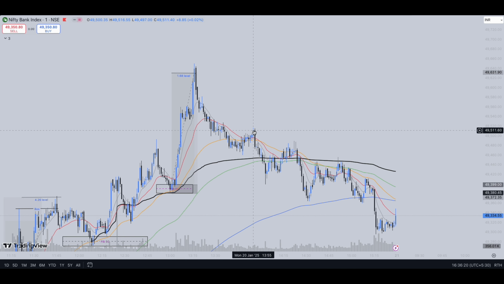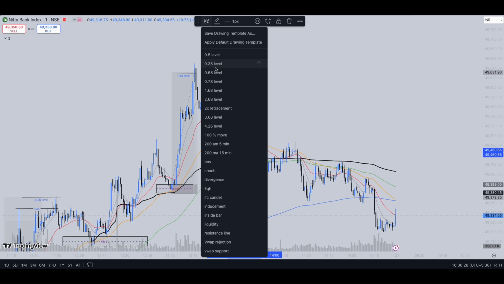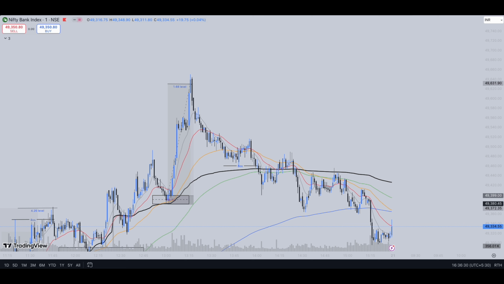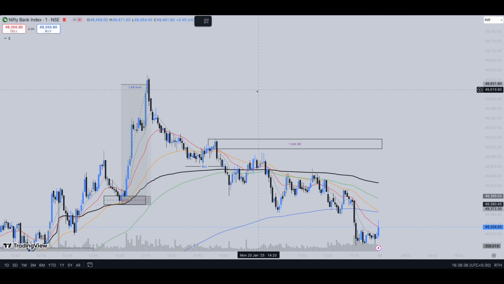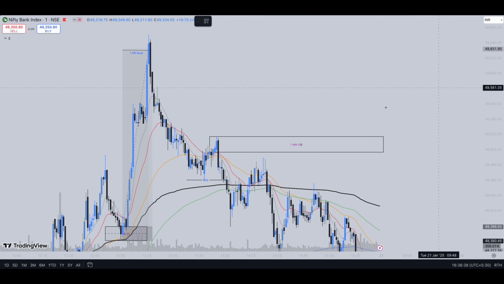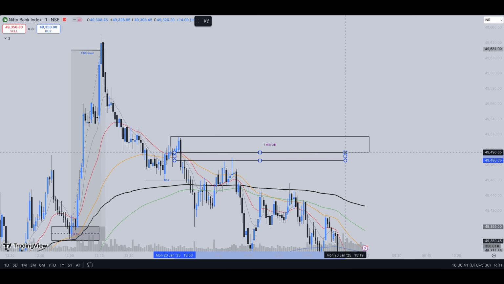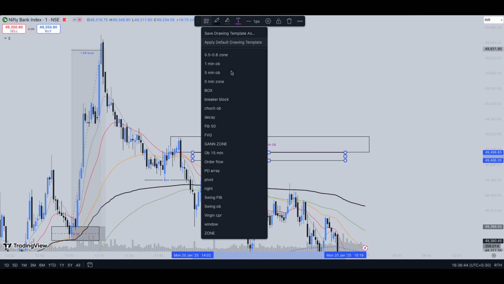You can see after this hesitation in the market, trying to push the price towards the upside, here you can see a clear break of structure. This is the break of structure towards the upside. And if you try to plot the order block, this is the 1 minute order block. And here you can see clearly a fair value gap over here. And this zone is the fair value gap.